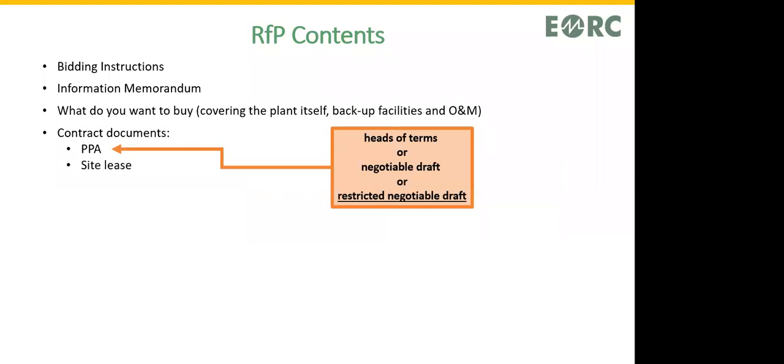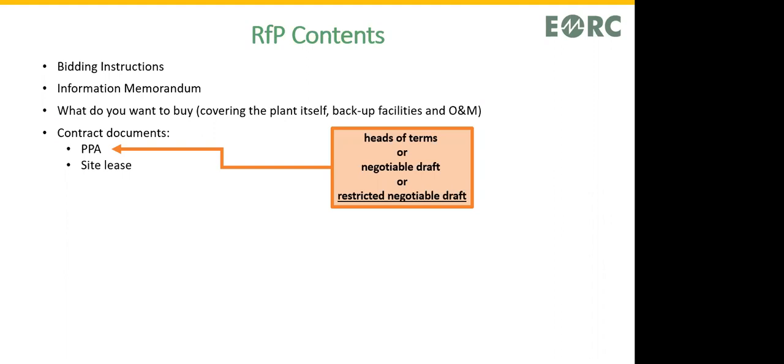We expect in the pack to be the contract documents, particularly a PPA and a site lease. Some people seem surprised that you're going to need to provide a site lease, but you're going to ask somebody to put a plant in place, their plant, remember, for the duration of a PPA, and they want to know that where they're going to put that plant, they've got security of tenure.